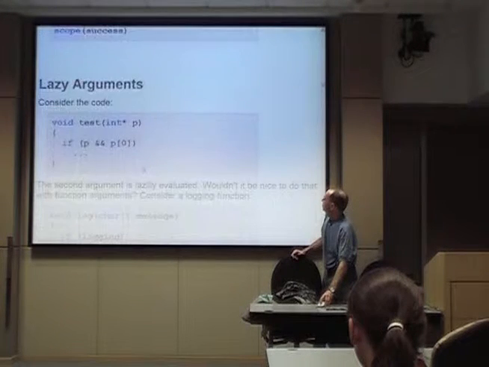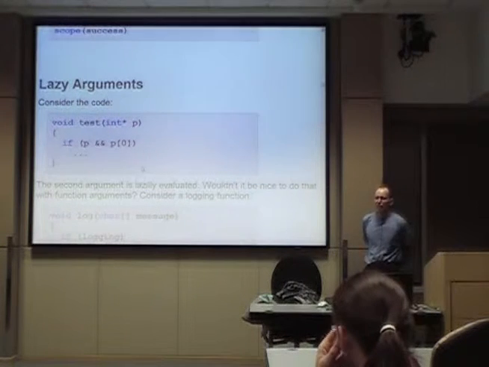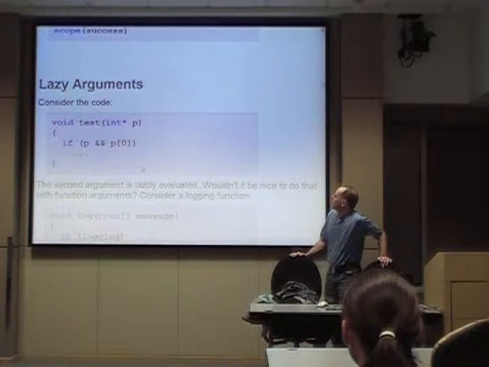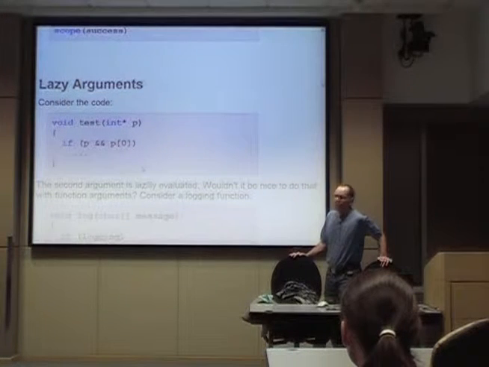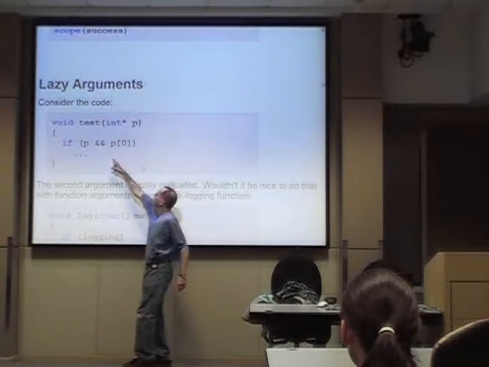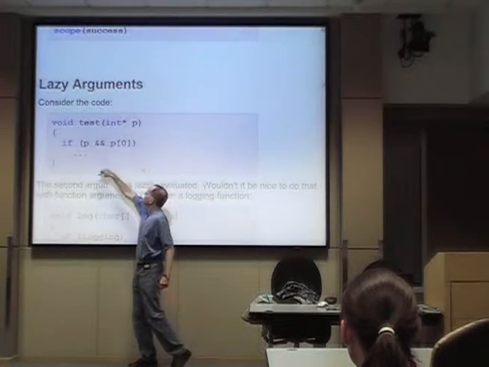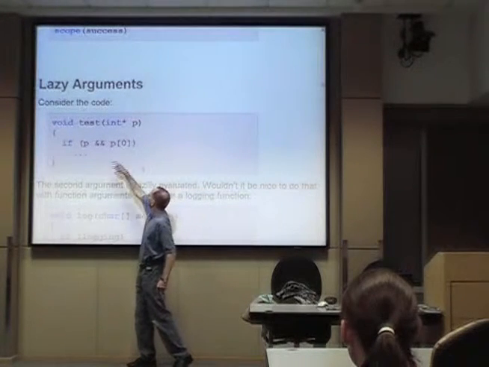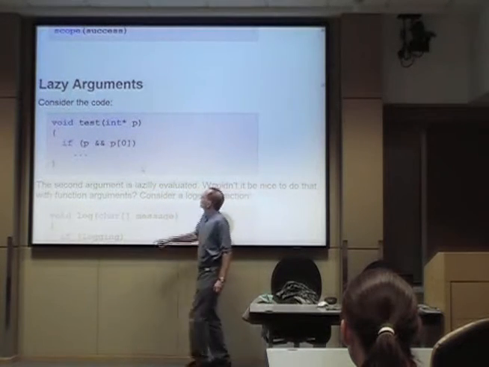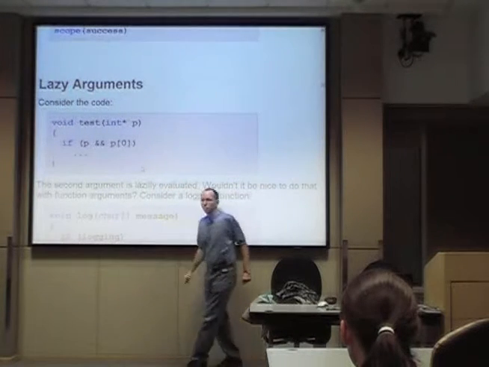Okay, the next cool thing is lazy arguments, which came out of a long conversation with myself and Andrei and Bartosz. The usual way that you do lazy stuff in C and C++ is the and, or, and question mark colon operator. They evaluate their first argument, and then they decide whether they're going to evaluate the second argument or not. And a typical use for this is if P is not null, then we can index P.